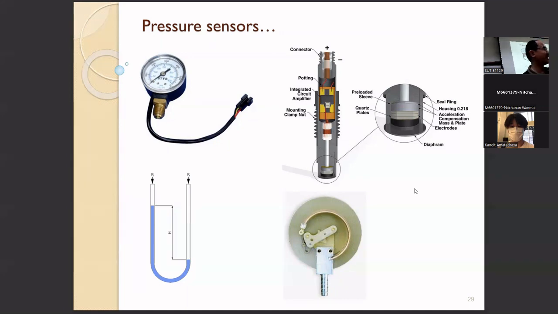Anyone can help me, what is the absolute pressure calculation? Yes. Patrick, could you speak English?